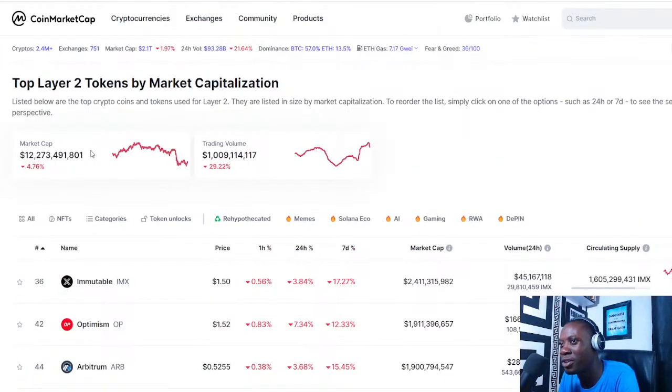This is a category on CoinMarketCap. The current market cap of layer 2 sits at $12 billion, and the 24-hour trading volume is at 1 billion. Well, I have my bias on what I think the market is going to be doing, and I think this is not about market analysis today. It's just about what we discussed and making some important talks.